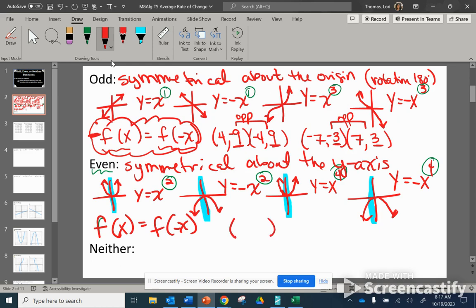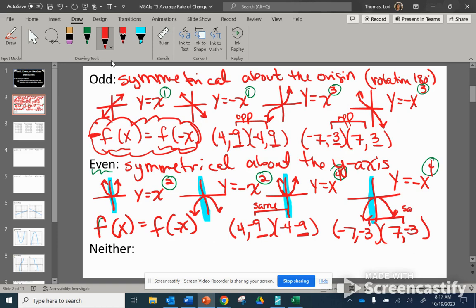So let's take a look at some ordered pairs. So we'll just use these ordered pairs. So we're going to look at 4 and negative 4. So this time the outputs have to be the exact same. So if this were negative 9, this output has to be negative 9. So they have to be exactly the same. If we have negative 7 and 7, if this were a negative 3, this output would need to be a negative 3. They have to be the same.